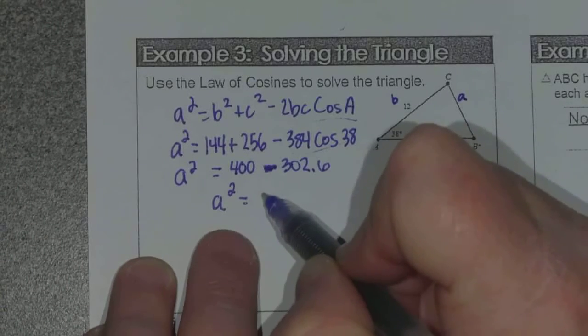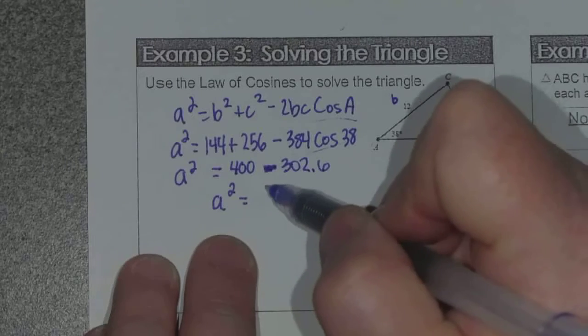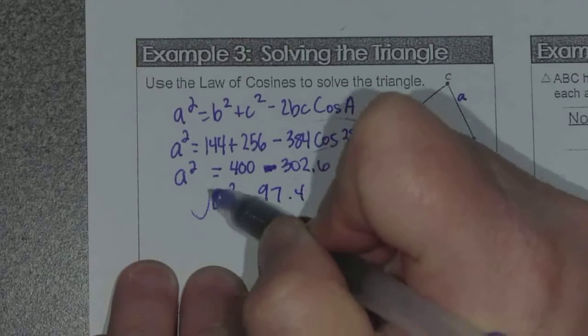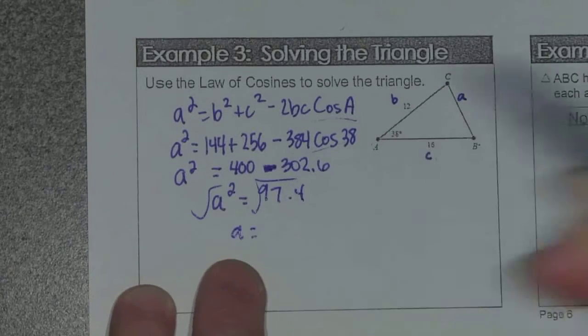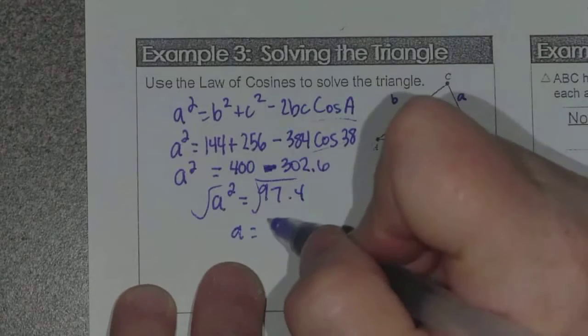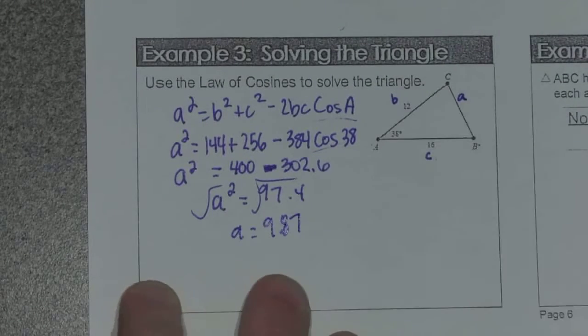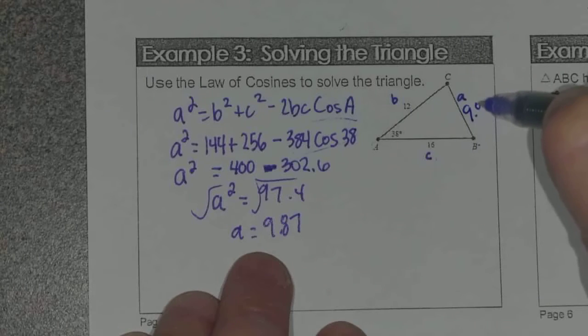So what's... and then square root both sides, and so what's side A going to be? All right, so side A is 9.87.